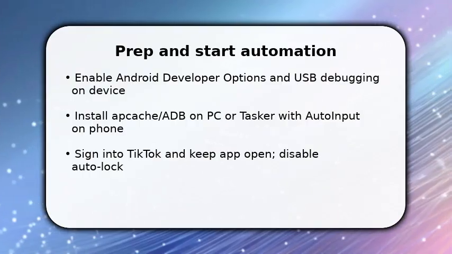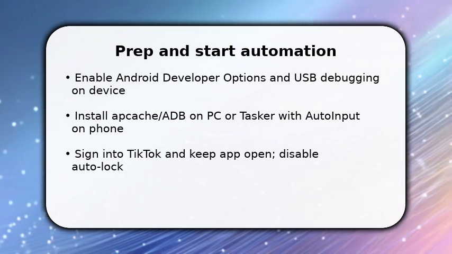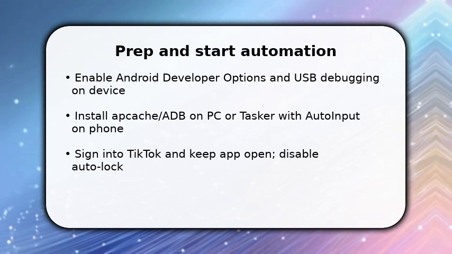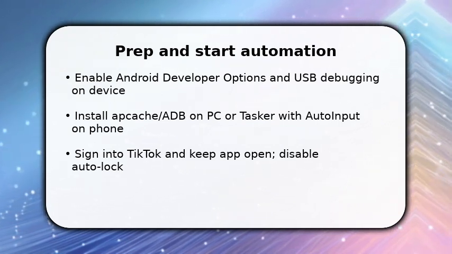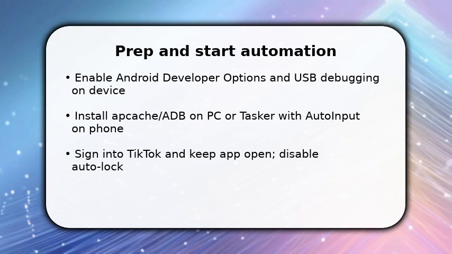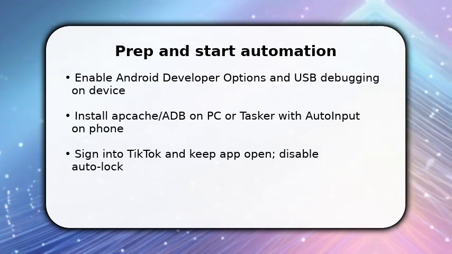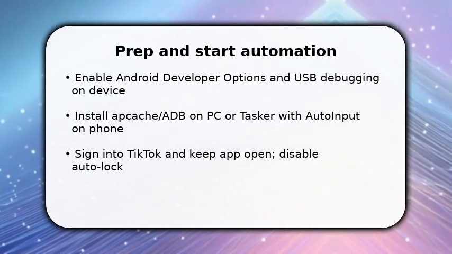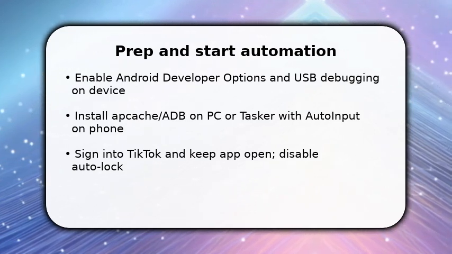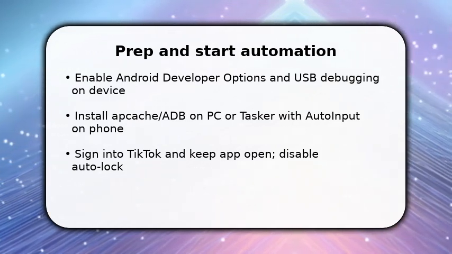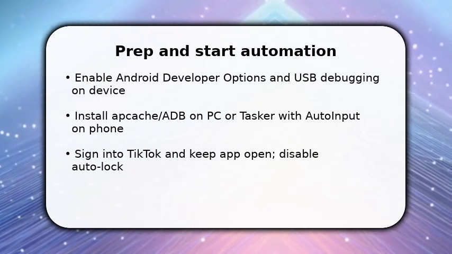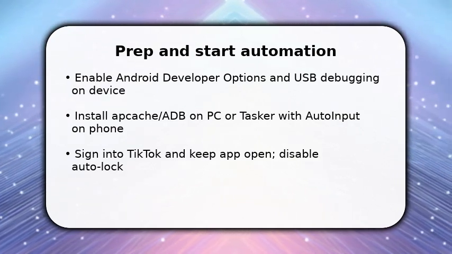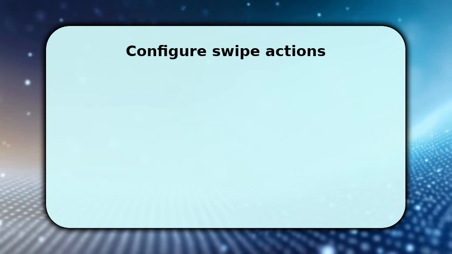You begin by preparing the device and tools. Enable developer options and USB debugging, or install Tasker plus AutoInput if you prefer on-device control. Once done, sign into TikTok and leave the app open. Make sure screen timeout is disabled so the automation runs uninterrupted. Connect via ADB from your computer or confirm Tasker has accessibility permissions. These are not optional steps. Permission and connection let your commands send swipe events. Now configure the actual swipe sequence.